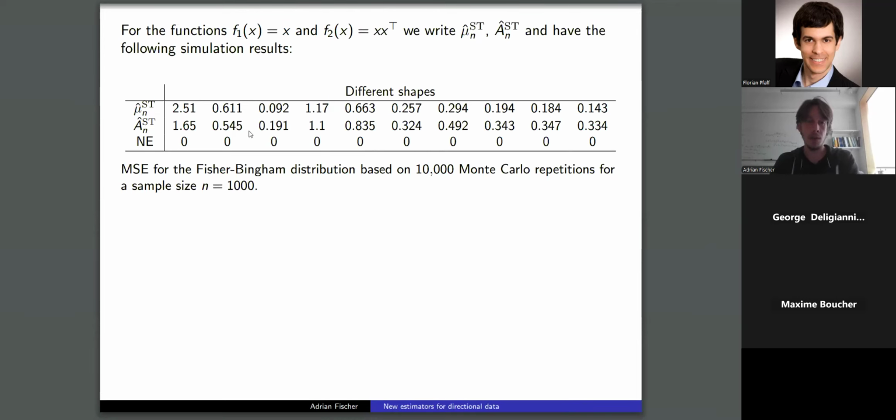spectral norm. For sample size 1,000 and 1,000 Monte Carlo repetitions, the third row reports the relative frequency of how many computational failures we encountered during the simulation study. And as you can see, there were no problems. The estimators always existed, no problems with the calculations.